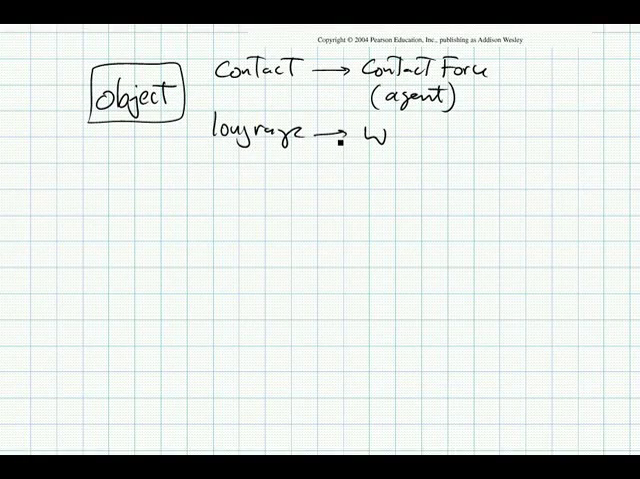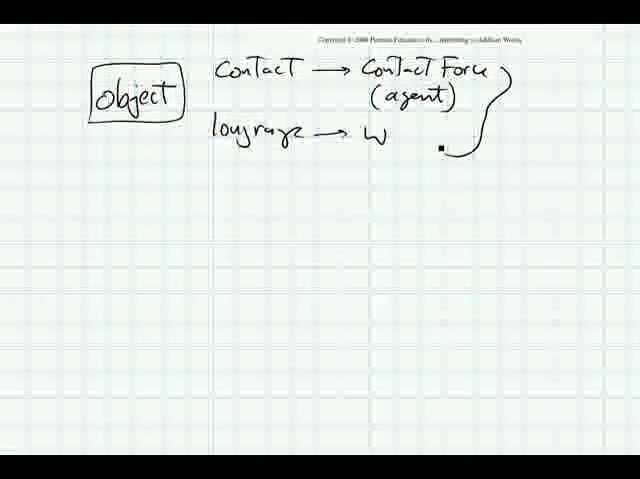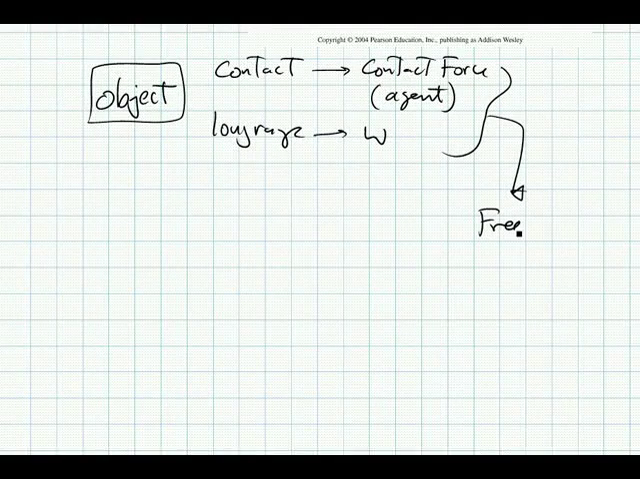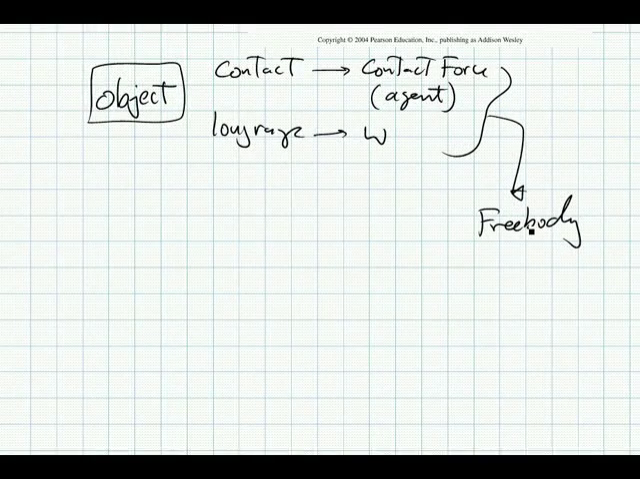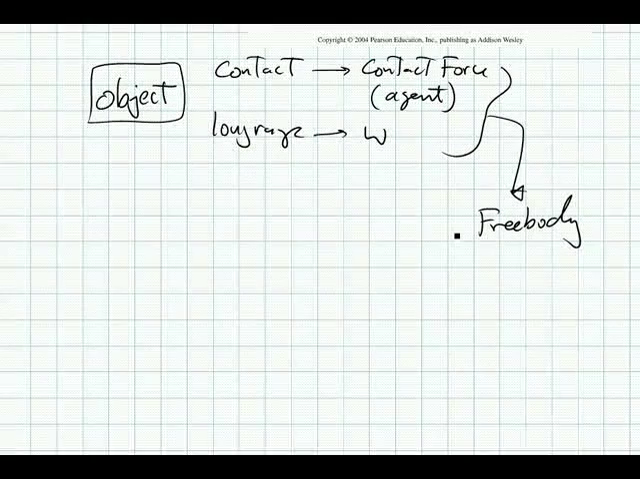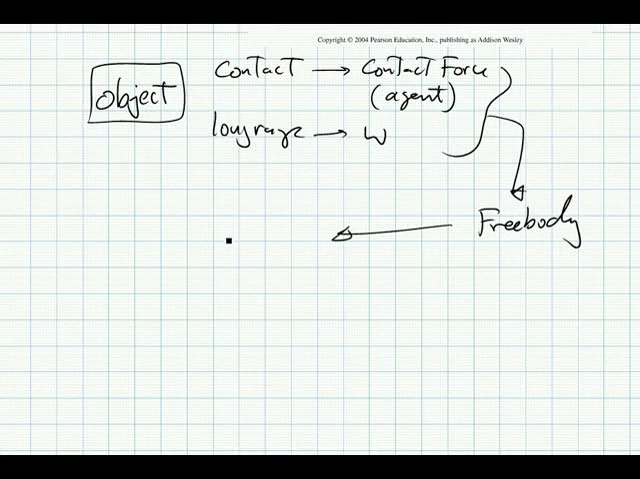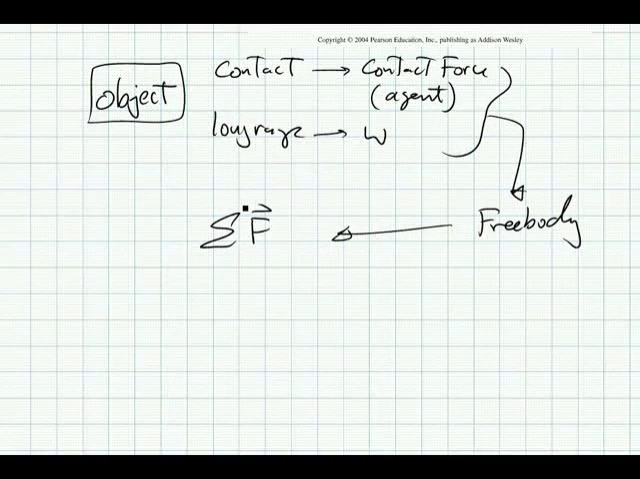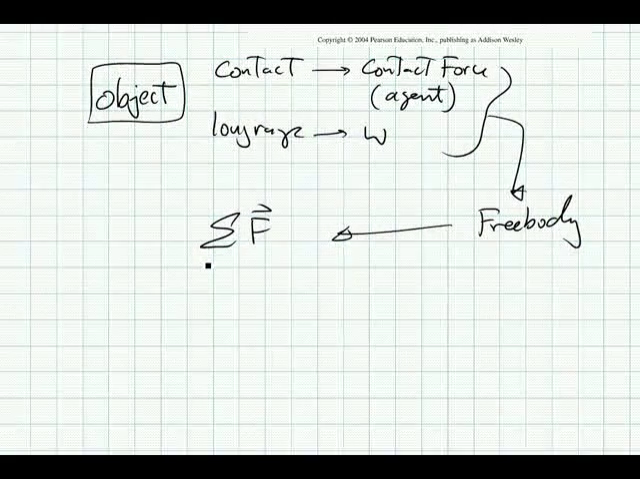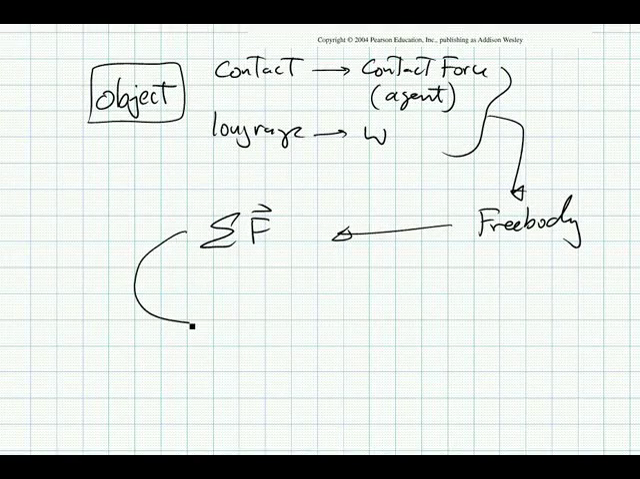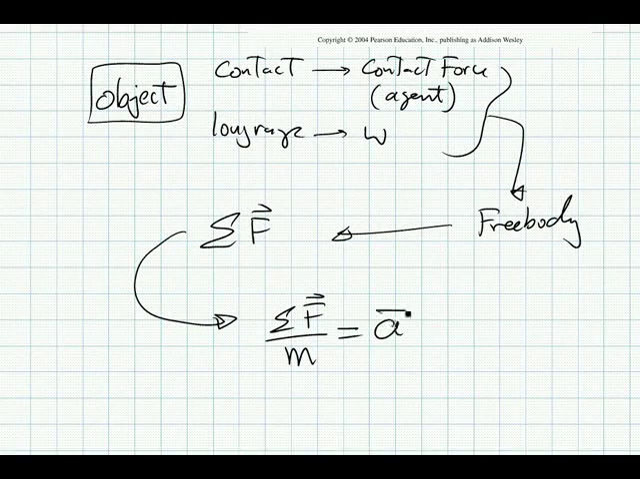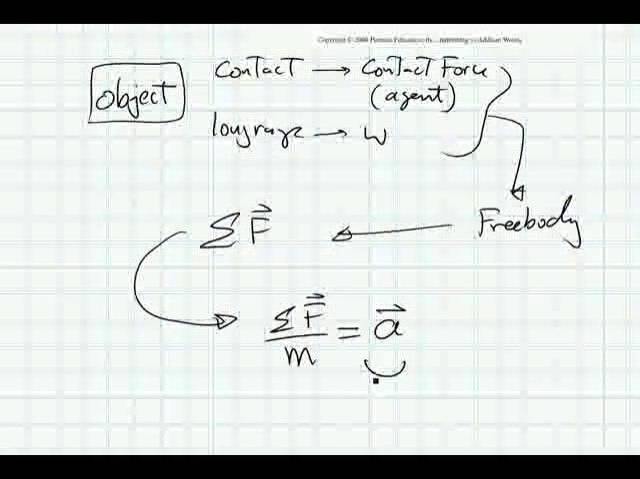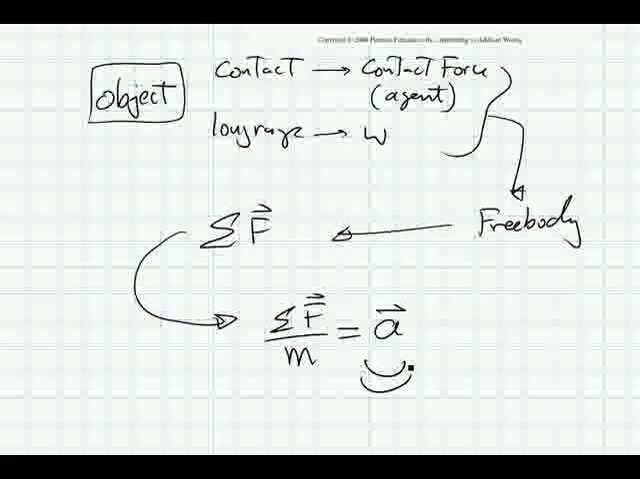Once you identify all your forces, then you do your free body diagram. The free body diagram, I hope you know what it is by now, is a tool to enable you to calculate the sum of all the forces acting on the body. So you do a net force calculation. When you do a net force calculation, that in turn, using the equation F, sum of all the forces divided by mass is equal to acceleration, gives you the acceleration that the body experiences.